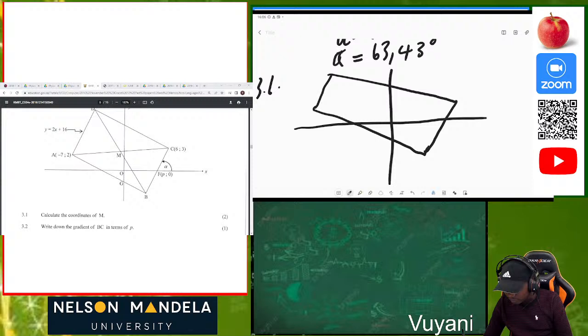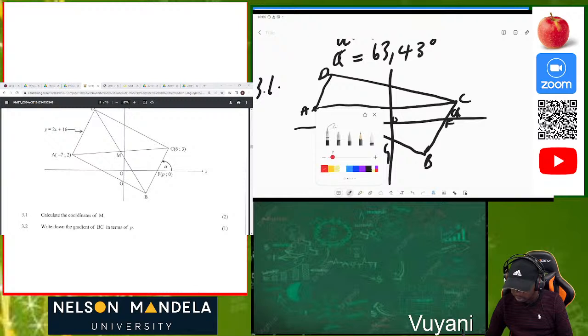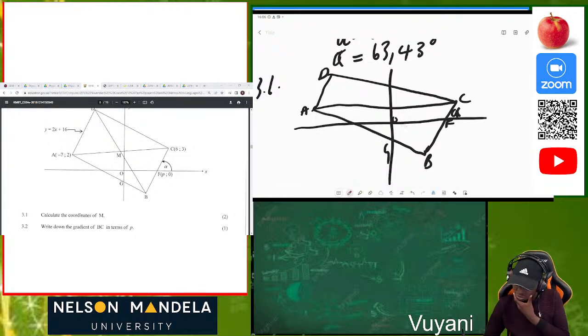So now we have the diagonals here, which are A, C, D, B, and F. Then we're given alpha. Then we have G here, and this is O. Okay, cool. Let me use a different pen. Great. Now they want us to calculate the size of OGB. This is the size we are supposed to calculate. We now know the angle alpha here is equal to 63,43 degrees.